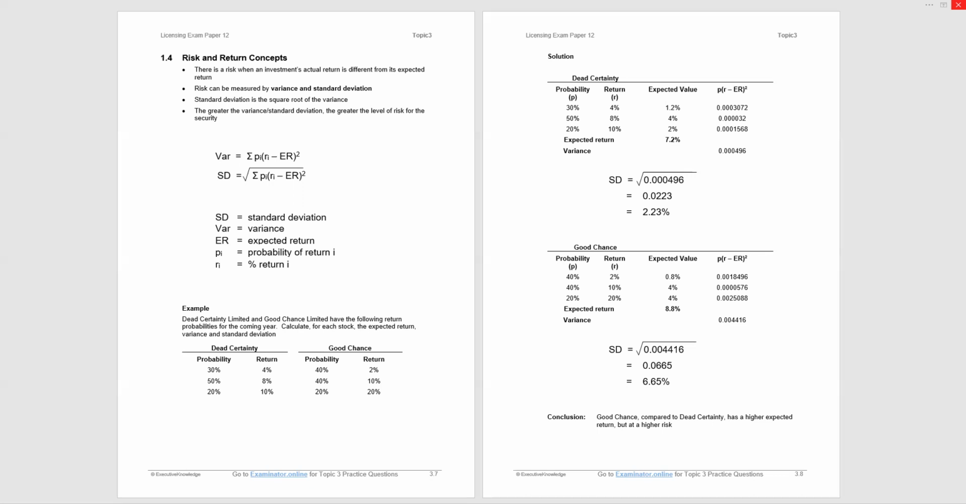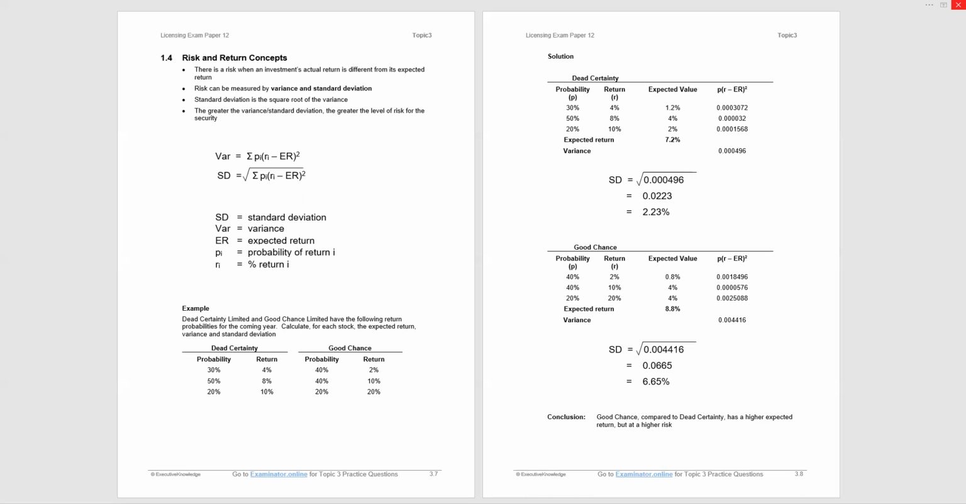Now that's the variance. Again, we have to take the square root to get the standard deviation. We follow the same process and we get a standard deviation of 6.65%. So while good chance gives us a higher return than dead certainty, we also have higher risk, in that the standard deviation, the variation measured in percentage around that expected return, is greater, at 6.65. So our conclusion at the bottom of page 3.8 is that good chance, compared to dead certainty, has a higher expected return, but at a higher risk.